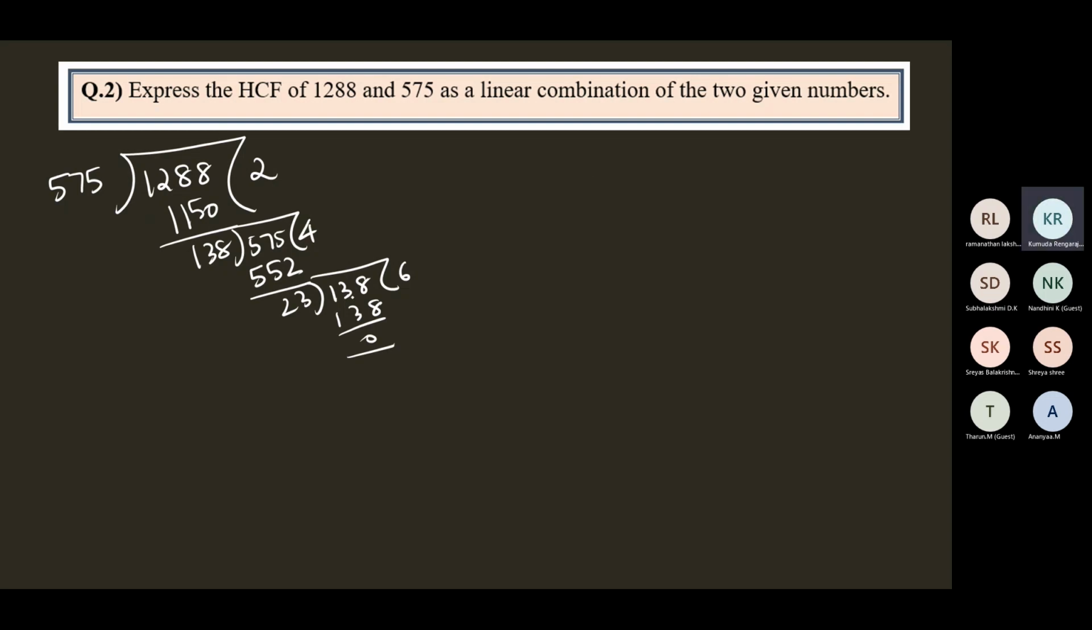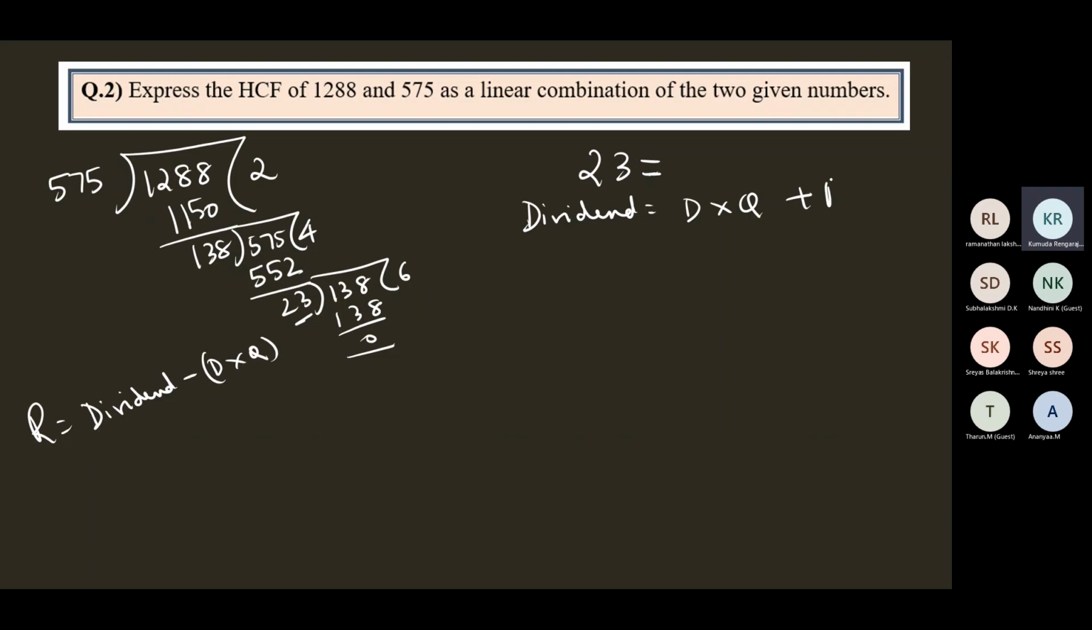Now, how can you express the HCF 23? The HCF 23 is equal to... So we know that the remainder is equal to dividend minus divisor into quotient. What's the division algorithm? Dividend is equal to divisor into quotient plus the remainder. This is the division algorithm.